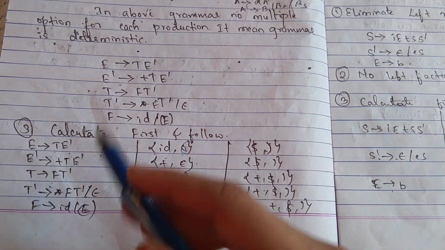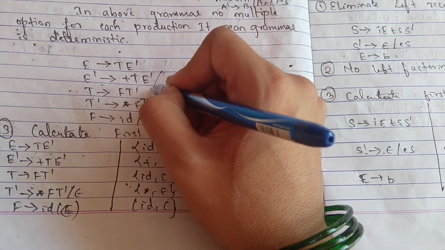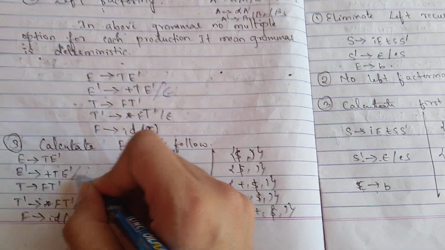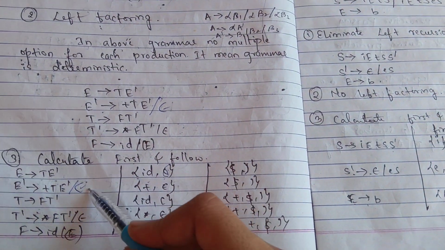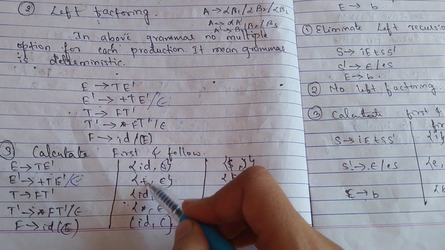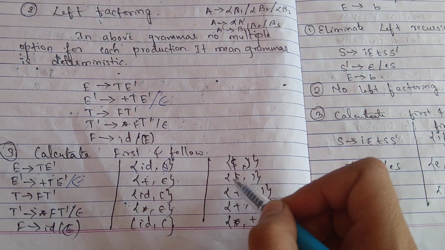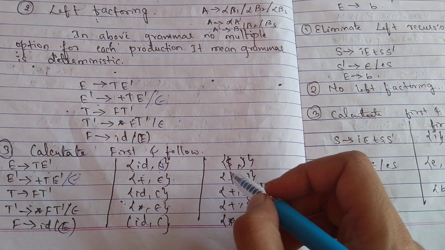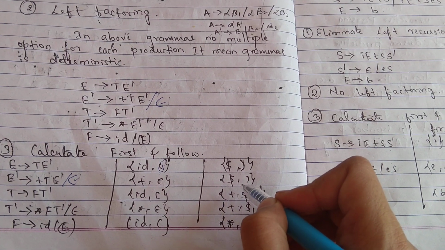And also, what happens here? Sometimes they are given with an epsilon symbol. So here one more entry comes: epsilon. If we are given an epsilon symbol, E dash tends to plus T E dash goes on plus, and E dash tends to epsilon goes on dollar. That is the follow of E dash. The follow of E dash is dollar and closing brace, so on these we have E dash tends to epsilon.